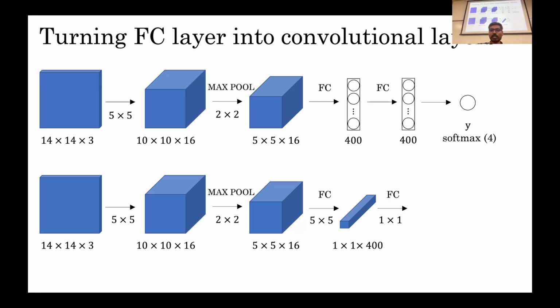Then I can use a kernel of 1 cross 1 again and I'll get an output of 1 cross 1 cross 400. Here also 400 is the size of channels we are using. And finally, we can reduce it to 1 cross 1 cross 4, right? So any doubt in this relationship between these two? Yeah, what is the point of using a 1 cross 1 kernel? We'll see in the next slide.